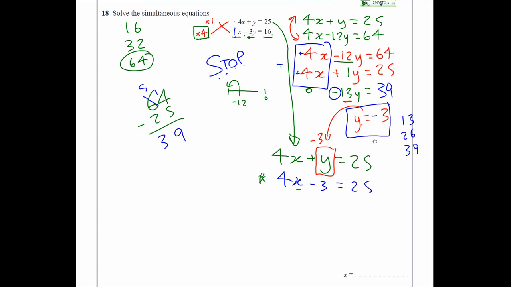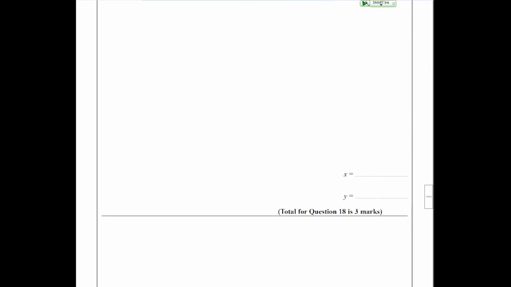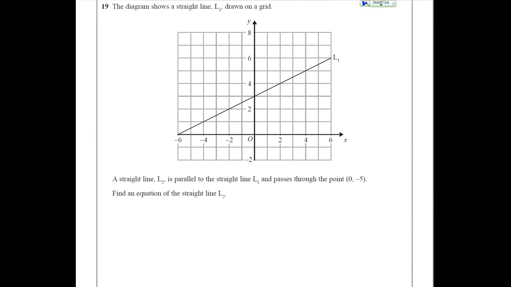We want x, so we want to get rid of the minus 3 by adding 3. 28, divide by 4. Okay, half it again. Half of 28 is 14, half of 14 is 7. So in your answer, that's only 3 marks. There'll be a place for x is 7, and a place for y is minus 3. Okay, there are your 2 answers. Job done. Moving on.